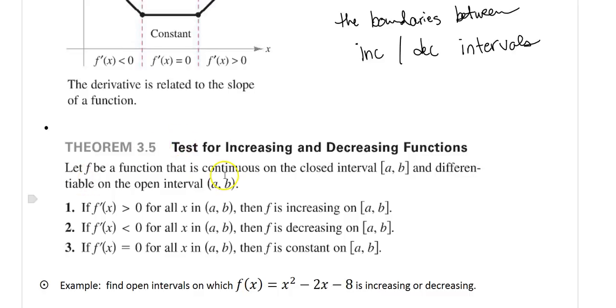So if we let f be a function that's continuous on a closed interval and differentiable in an open interval, if f prime of x is greater than 0 for all x in that interval, then f is increasing. If f prime of x is less than 0 for all x in that interval, then f is decreasing. And if f prime of x is equal to 0 for all x in that interval, then f is constant. So we're going to be using that to figure out where our function is increasing and decreasing.